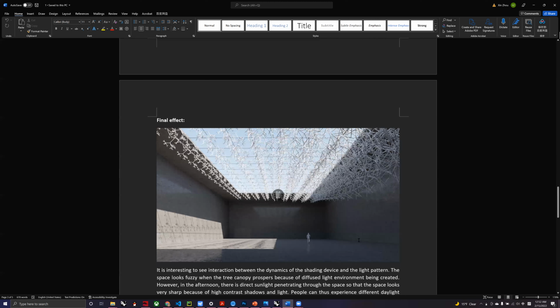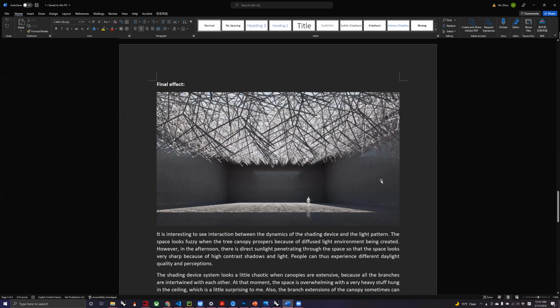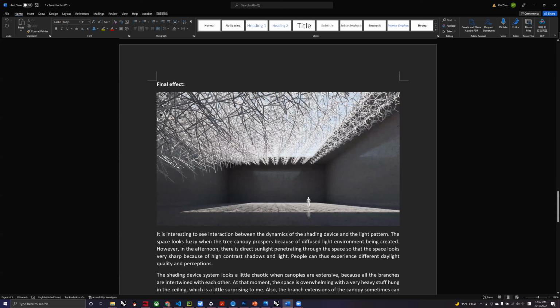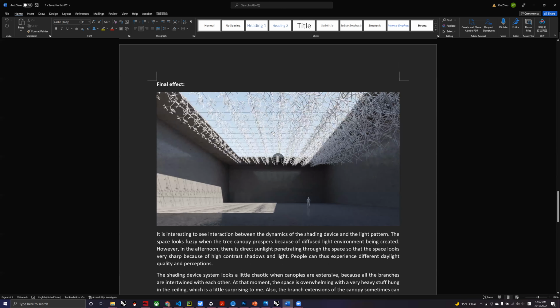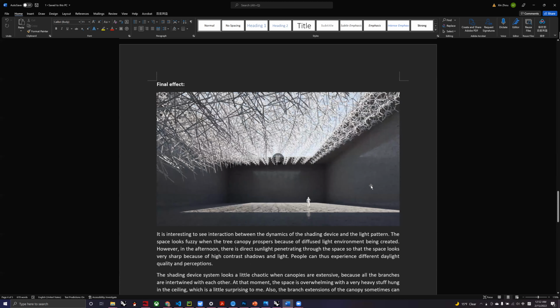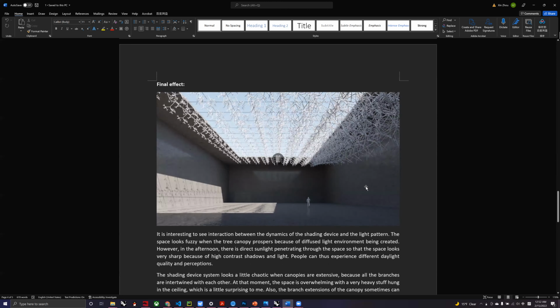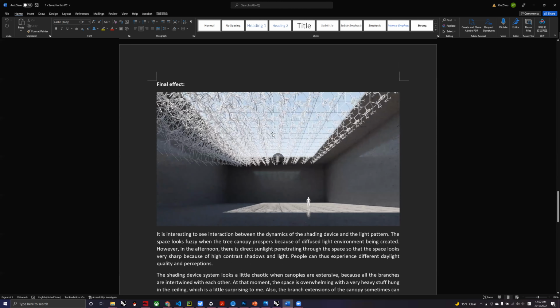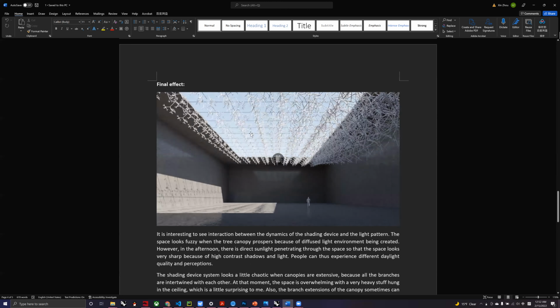The final effect is interesting to see: the interaction between the dynamics of the shading devices in the ceiling and the light pattern on the ground and also on the wall. The space looks fuzzy when the tree canopy prospers because of the diffuse light environment being created. However, in the afternoon, there is direct sunlight penetrating through the space. So that space looks really sharp because of high contrast shadows and light. So people can experience different daylight quality and perceptions.